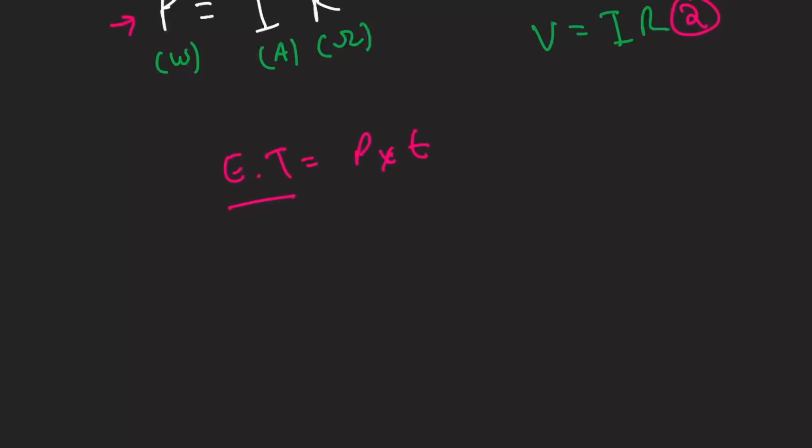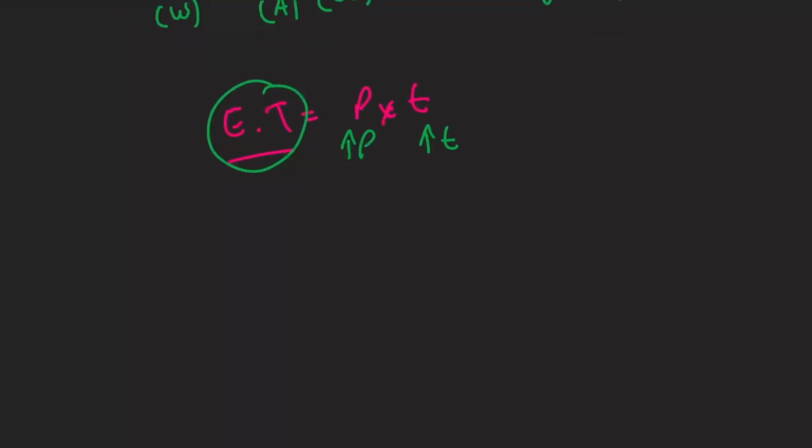Naturally this gives us the conclusion that if you increase the power through an appliance, or you increase the amount of time you have the appliance switched on for, then the total energy transferred by that appliance is going to be higher. So the higher that power rating and the longer you switch it on for, you're going to end up with more energy being transferred.